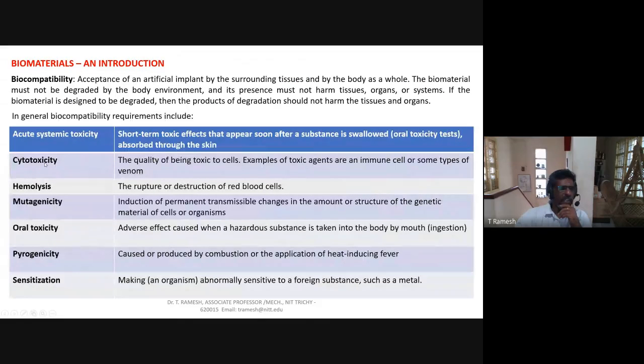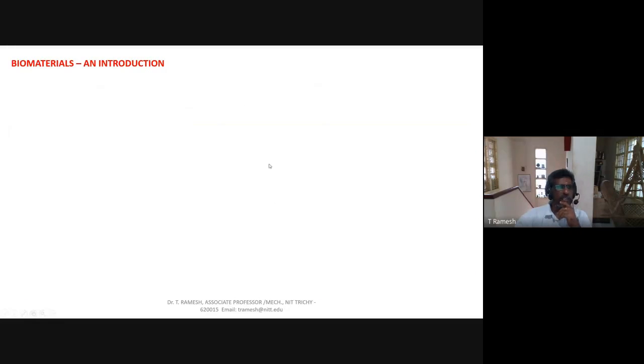Then the other important property requirements are illustrated here. I think I'll just skip this.